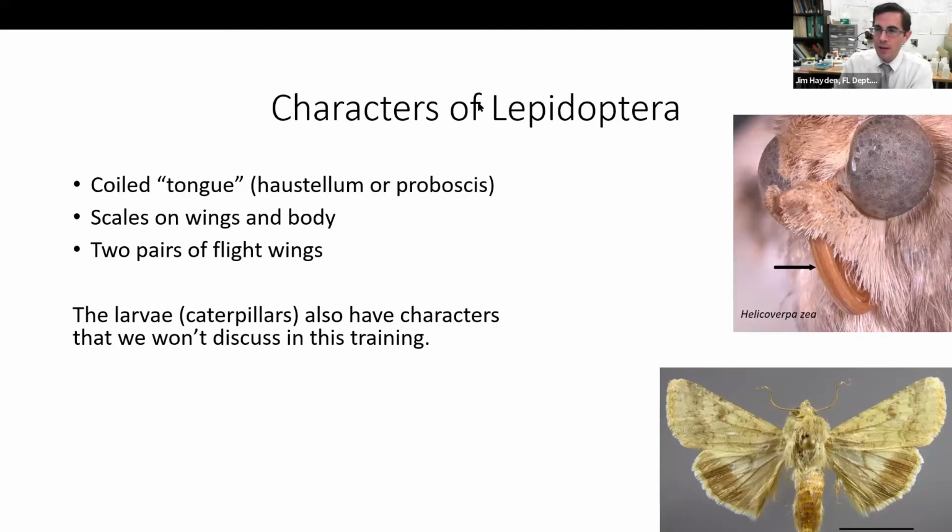Lepidoptera have a coiled tongue. This is one of the most characteristic things of leps, that they have a haustellum or proboscis, which is coiled up, by which the adults imbibe fluids. They also have scales on the wings and the body, and two pairs of flight wings. The larvae, caterpillars, also have certain characters or features that we won't discuss in this training.